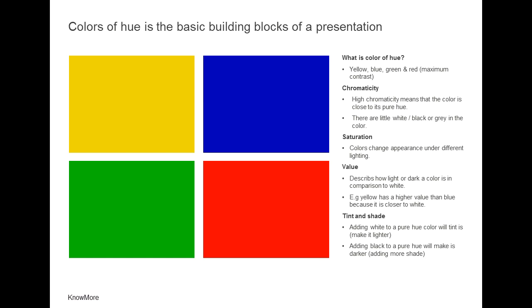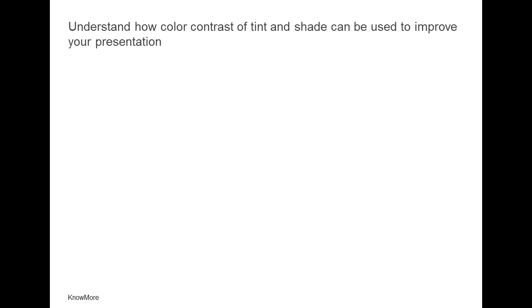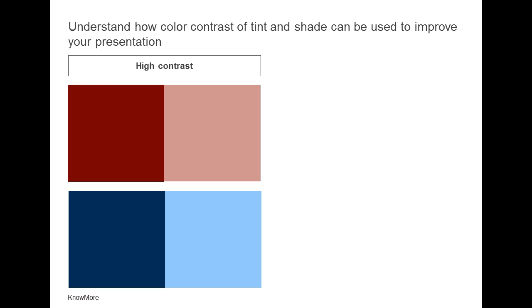Adding white to a pure color will tint the color. That means it will make it lighter. Meanwhile, adding black to a pure hue will make it appear darker, thereby adding more shadow to the color. Choosing a limited number of colors and then adding light to them is the standard way of designing PowerPoint presentations in Scandinavia. Here are 2 high contrast examples, one red and one blue.